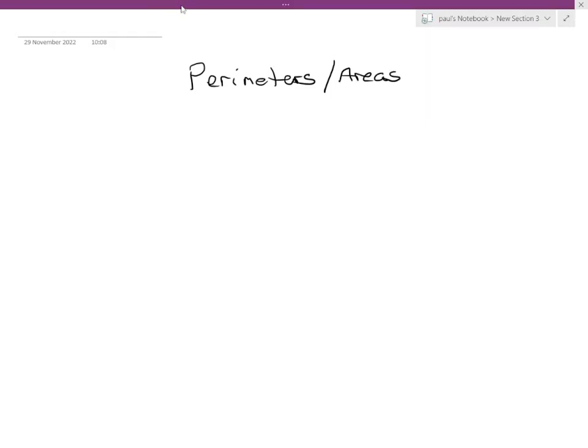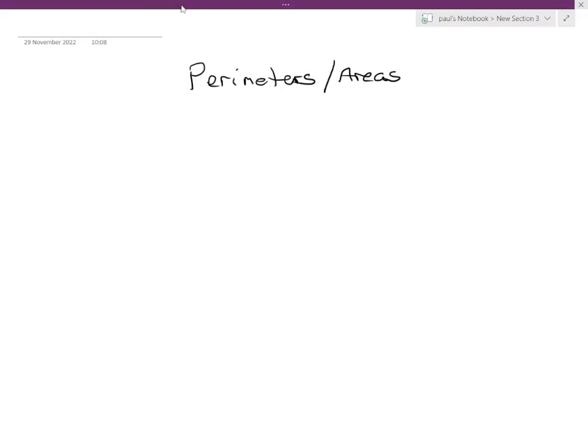Hello. This one is lesson 10 for the higher, and it's perimeters and areas of various shapes. So we'll start off with looking at perimeters.